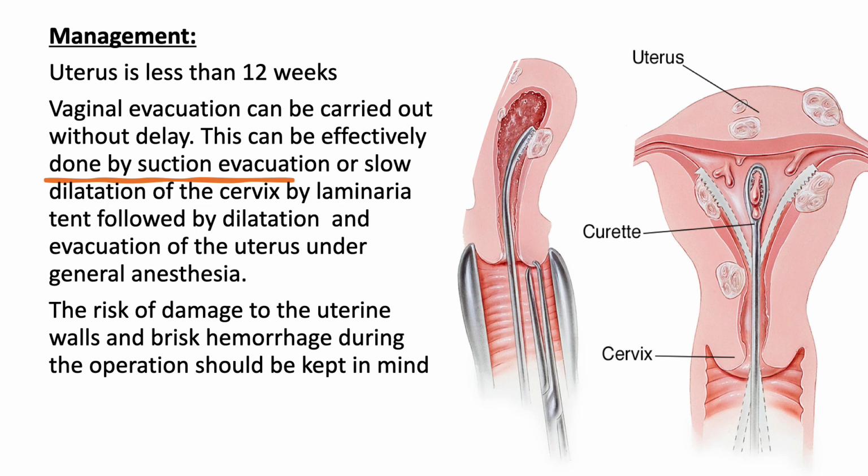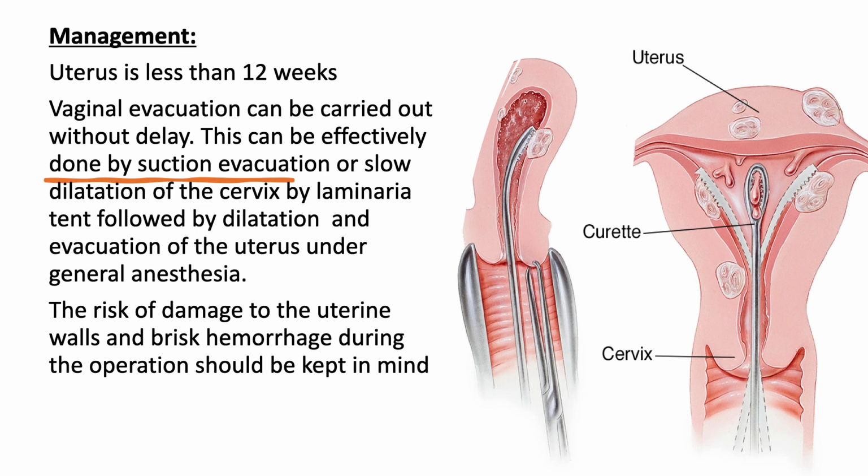Moving on to the management of the missed abortion. If the uterus is less than 12 weeks, vaginal evacuation can be carried out without delay. This can be effectively done by suction evacuation or slow dilatation of the cervix by a laminaria tent, followed by dilatation and evacuation of the uterus under general anesthesia. The risk of damage to the uterine walls and brisk hemorrhage during the operation should be kept in mind.